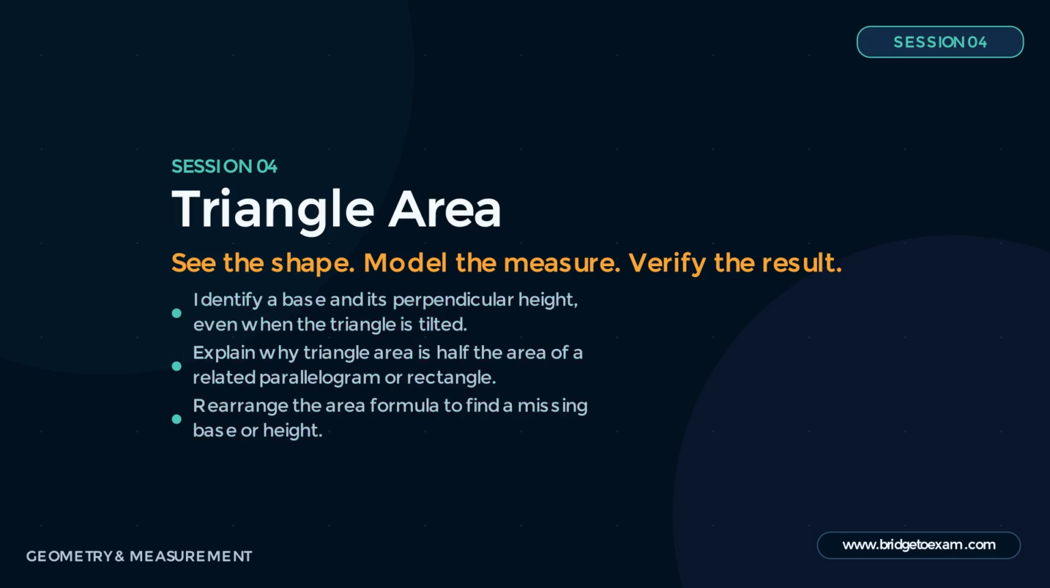By the end, you will be able to identify a base and its perpendicular height, even when the triangle is tilted. Explain why triangle area is half the area of a related parallelogram or rectangle. Rearrange the area formula to find a missing base or height. Keep the diagram, the calculation, and the unit connected at every step.